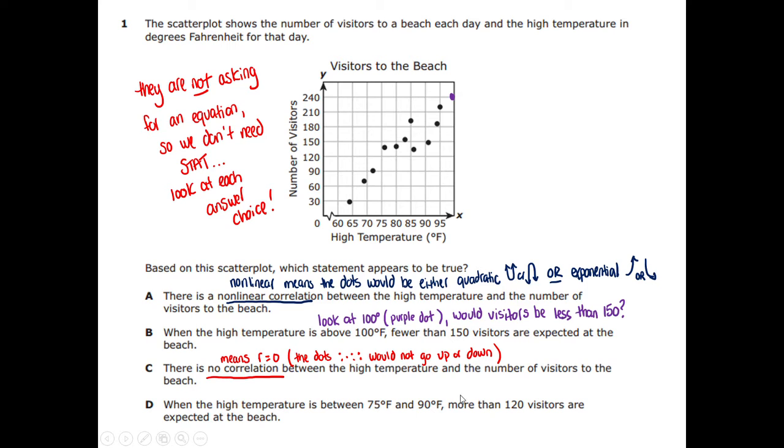And finally, answer choice D. They're talking about points that are between 75 degrees and 90 degrees. So I put these as green dots on the graph. Now it's saying, do you expect that the temperature would be more than 120? You pick. I'm about to show you the answer.